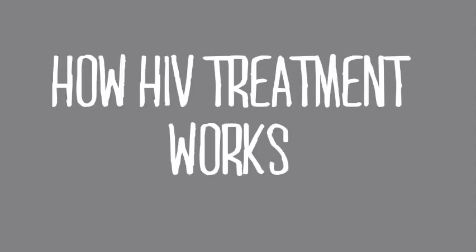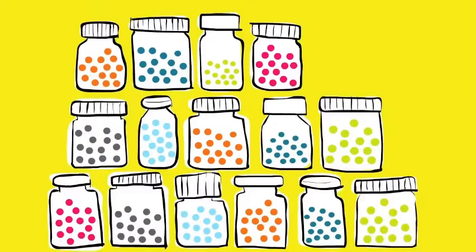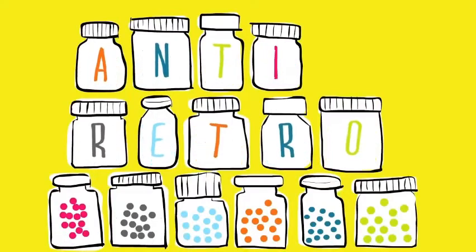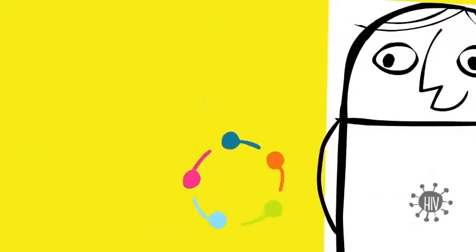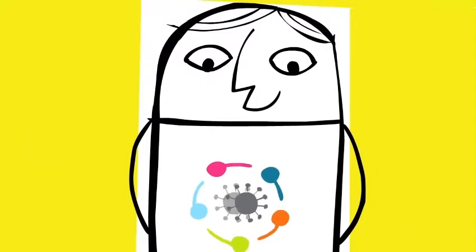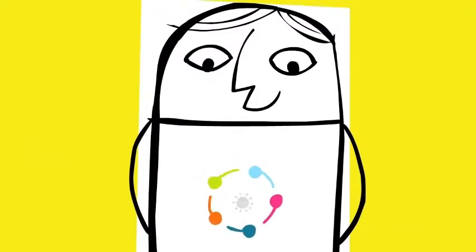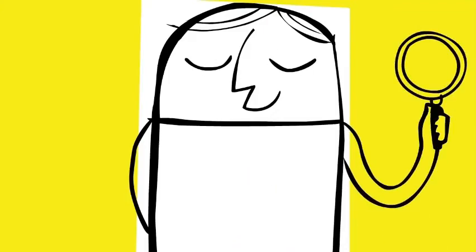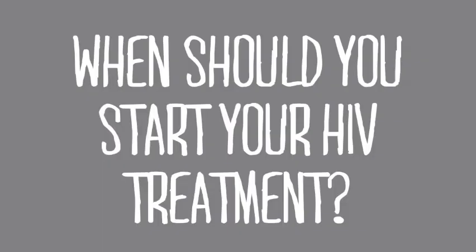How HIV treatment works. HIV treatment is another name for medication. There are many types of HIV medication called antiretrovirals, which work in different ways and combinations. The aim of treatment is to make it harder for HIV to copy itself and spread to other cells. The goal is to reduce the amount of HIV in the blood so that it cannot be detected by tests.